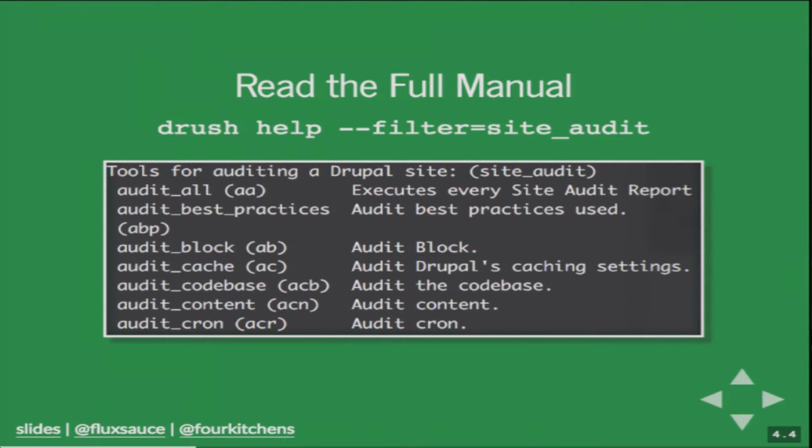It is a Drush command, and so it does have an RTFM, read the full manual. It is available. Drush help filter equals Site Audit will actually give you all the commands that are available. For example, audit best practices: you can do audit best practices in full, or you can do a short version, ABP. Alternatively, you can just run audit all, which will execute every single one of the checks, reports rather. The only caveat of that particular one is the front-end checks require an API key. So have that available, or you can skip a particular check and say audit all except for front-end, for example.